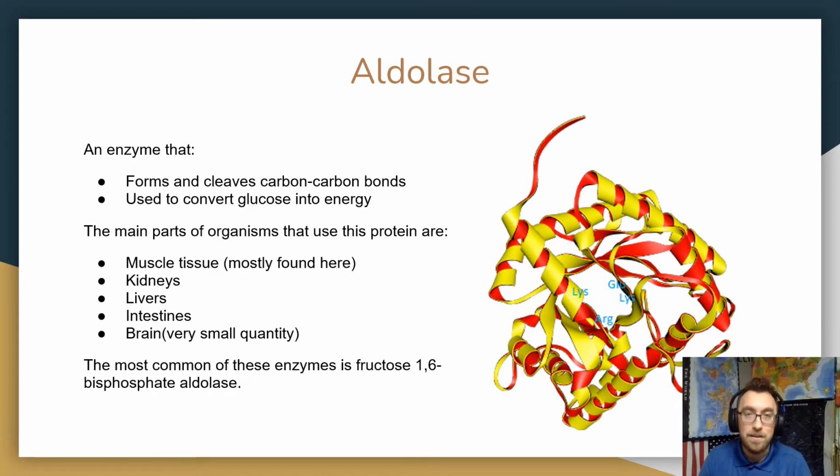Now on to aldolase. The first point I want to make is that aldolase is an enzyme that forms and cleaves carbon-to-carbon bonds, as well as converts glucose into energy. The main locations where you'll find this protein are the kidneys, liver, intestines, a very small part in the brain and nervous system, but mostly it is found in muscle tissue.